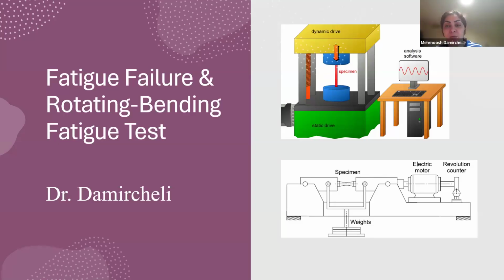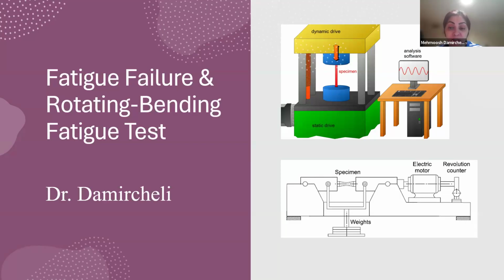Today we will talk about fatigue failure and the rotating bending fatigue test. That is the most common fatigue that we have. Fatigue failure happens when a material breaks after being exposed to repeated cycles, meaning dynamic loading, not static loading, of stresses or strains over time, even if the maximum stress is below the yield strength, or sigma y.